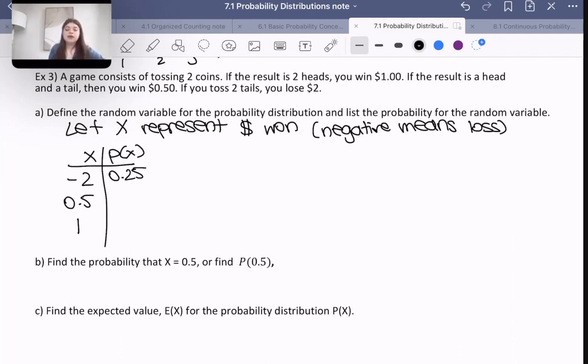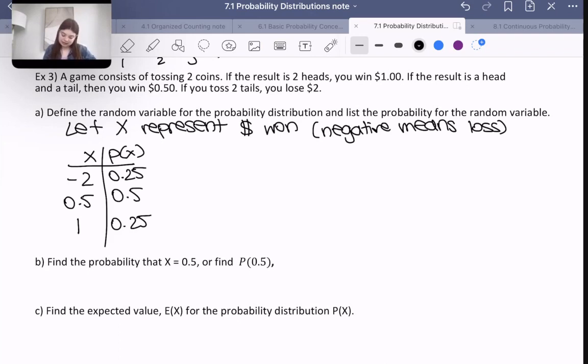Okay. Now, what about winning 50 cents? Well, we win 50 cents if we get a head and a tail. And how often does that happen? Well, that happens half the time, according to our previous calculations. And what is the probability that we win $1? Well, that's going to be a 25% chance, because when do we win $1? We win $1 when we flip two heads.